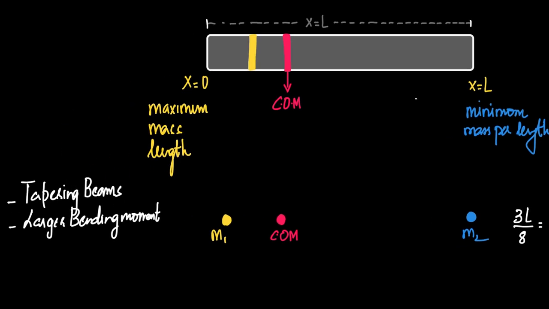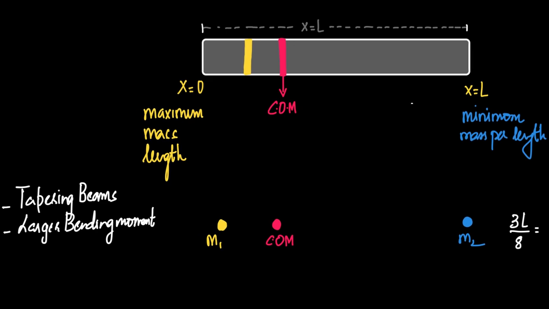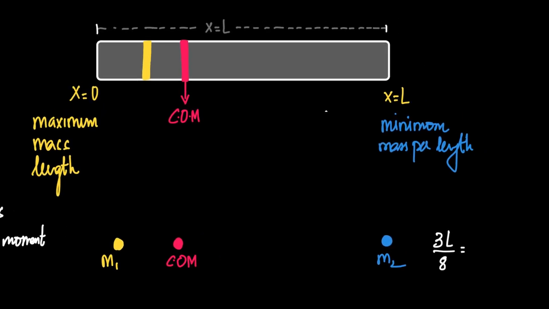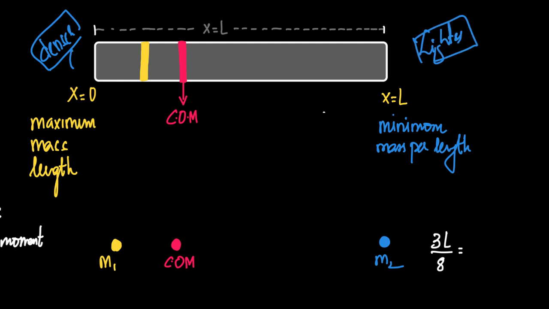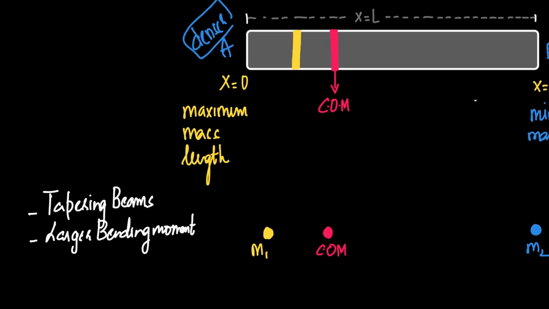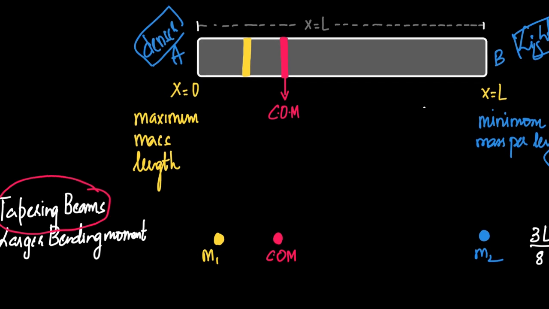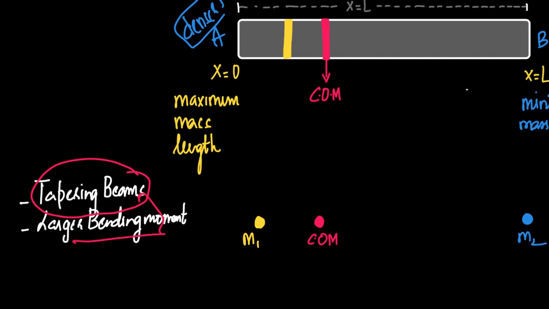So this basically means that this rod here is denser, right? It is denser at A and it is lighter at B, corresponding positions at A, x equal to 0 and x equal to L. And this actually represents the concept of, those who have learned it in solid mechanics, tapering beams, right? And the significance of larger bending moment in tapering beams, something that we'll discuss in solid mechanics.